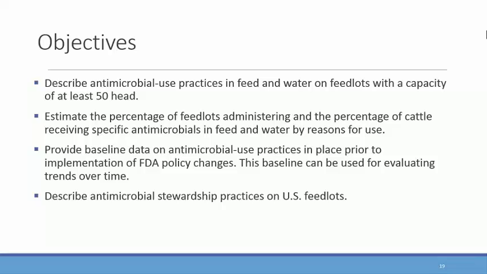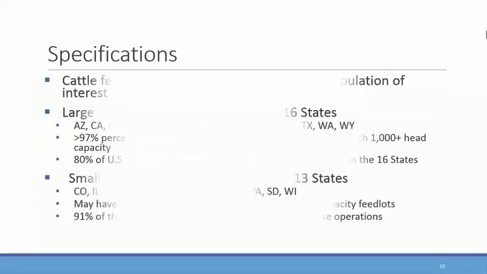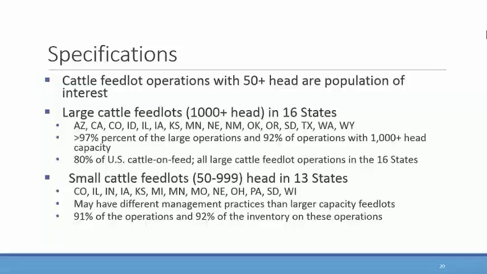So the specifications of this study are: feedlot operations with 50 or more head are the population of interest. We have these separated into larger cattle feedlots with 1,000 or more head, and those are in 16 states. Those are listed there. This covers 97% or more of the large operations and 92% of the operations with 1,000 or more head. And this represents then 80% of U.S. cattle on feed. We are actually trying to enroll all large cattle feedlot operations in the 16 states.